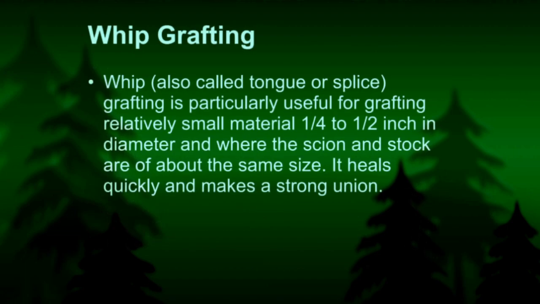Whip grafting. Whip grafting, also called tongue or splice grafting, is particularly useful for grafting relatively small material, 1/4 to 1/2 inch in diameter, and where the scion and stock are of about the same size. It heals quickly and makes a strong union.